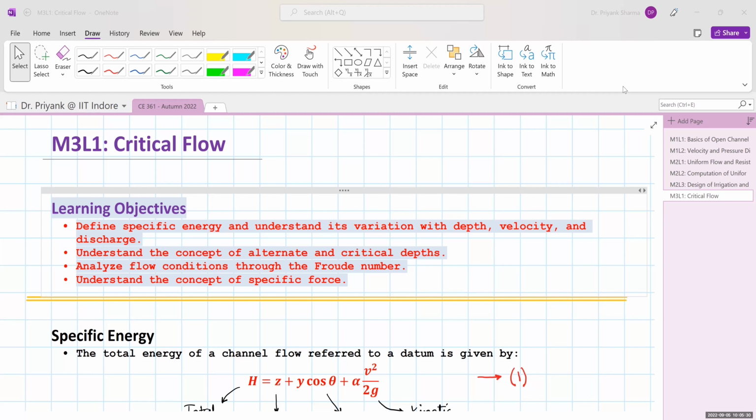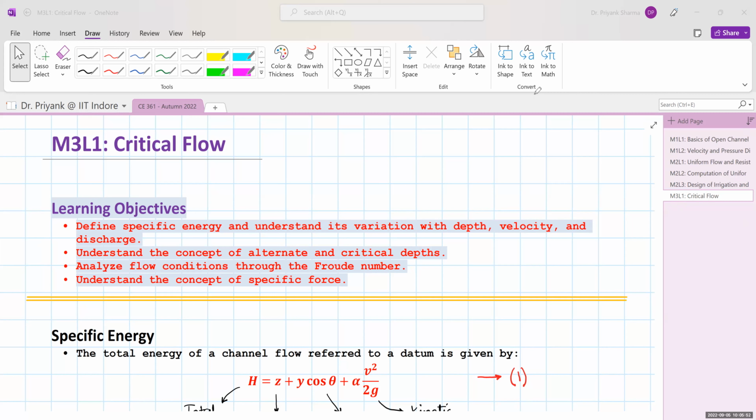And today we are going to start with the third module, and in that, the first lecture is critical flow. So we have already studied the basics of open channel flow, the uniform flow concepts, and the design as well. And now we are going to study the critical flow. So it is an extension of all the earlier concepts which we have studied.